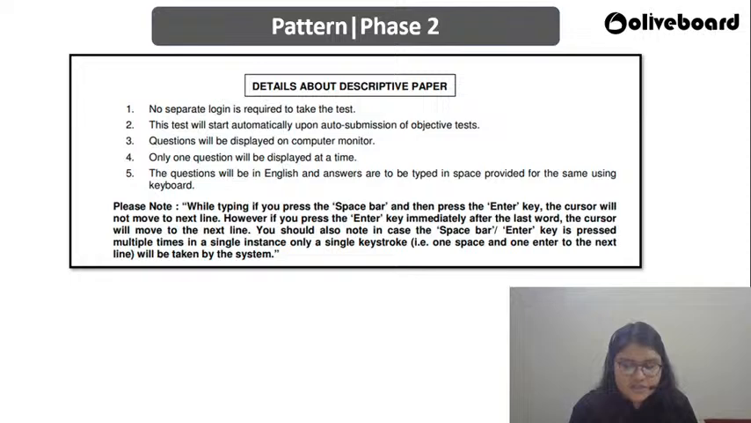Sanchita is asking if the session is relevant for legal also. Sanchita, we are just discussing what needs to be done in the examination hall. So yes, you can take these tips and apply them for the legal paper. No harm in that as well.